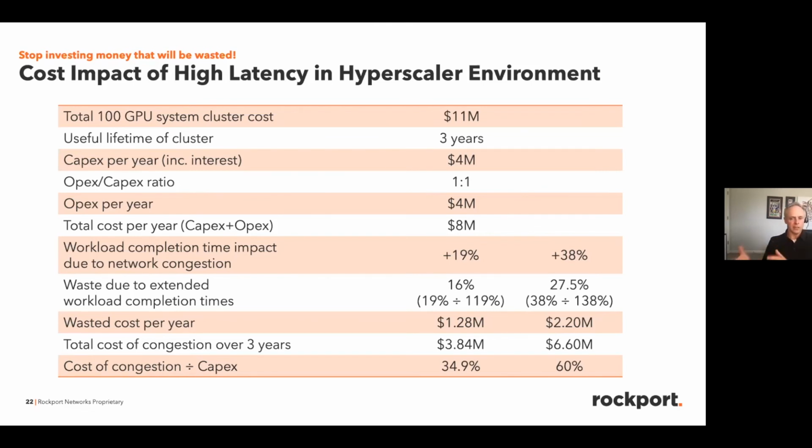However, if you run a traditional network, and let's say on the low end you're seeing a 19% slower workload completion time, how much more could you get out of your investment with a Rockport network versus a traditional network? The math we did was basically: if you buy it with a traditional network that is going to run 19 to 38% slower, we essentially think that out of that $11 million that you're spending on the cluster, and out of the $4 million a year that it costs you to run it, you're wasting about 1.2 million to almost 2.2 million per year.